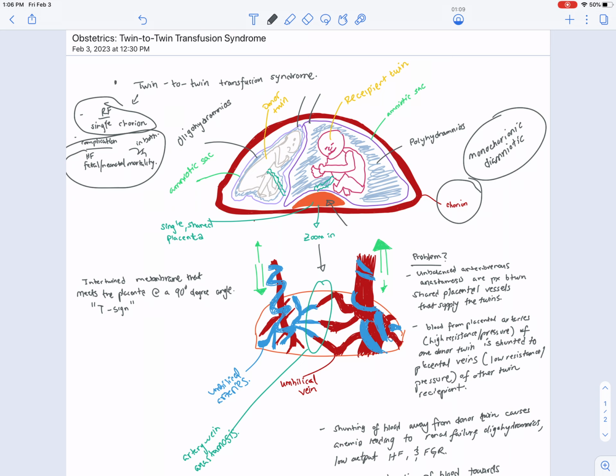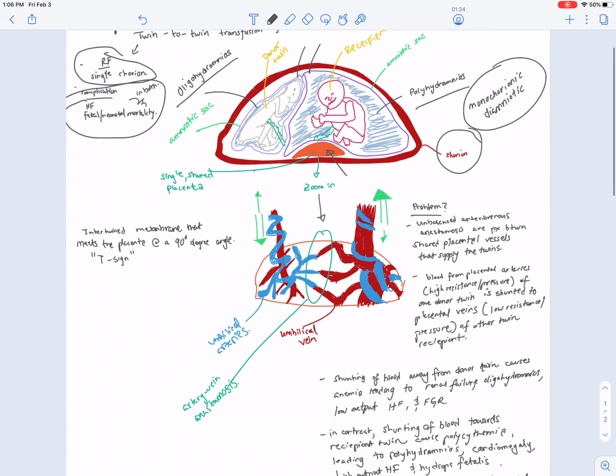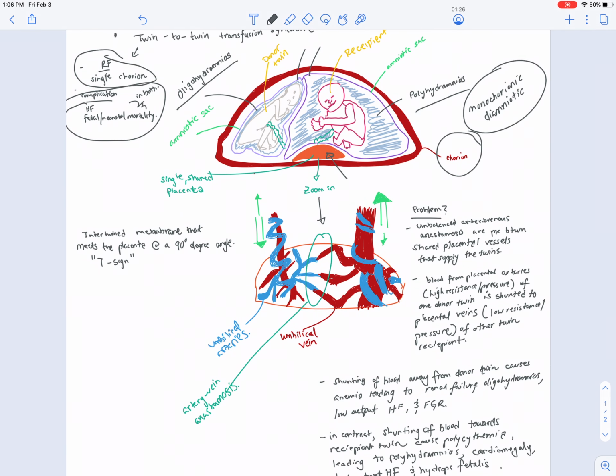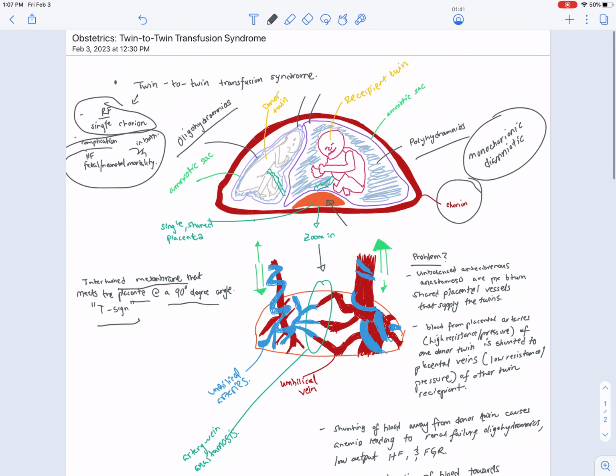And so you have to understand why twin-to-twin transfusion occurs, and what causes the oligohydramnios and the polyhydramnios, and we'll see other symptoms as well. One thing you'll be tested on, that will be presented in the UWorld questions, is that they're going to say there's an intertwined membrane that meets the placenta at a 90-degree angle. It's a T sign. If they ever show you that, that's always going to be twin-to-twin transfusion syndrome.